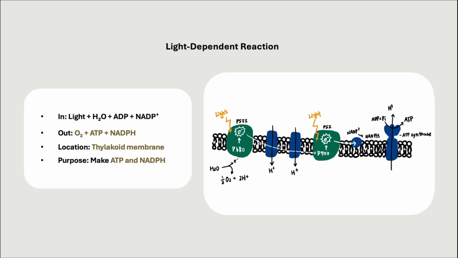which combines with an H+ ion to form NADPH, which is an energy-rich electron carrier. Meanwhile, the H+ gradient that was built powers the ATP synthase. This is an enzyme that synthesizes ATP from ADP as H+ ions flow back into the stroma.